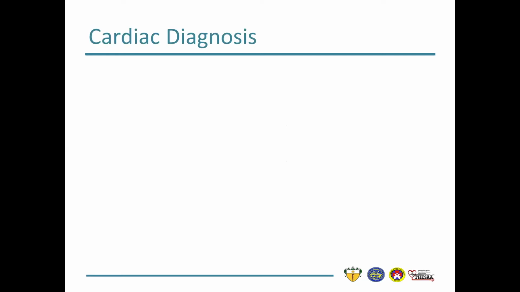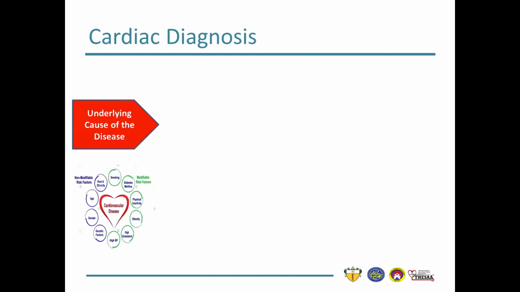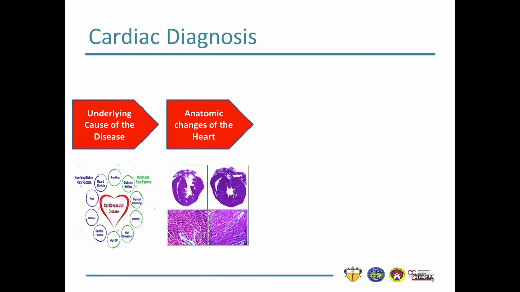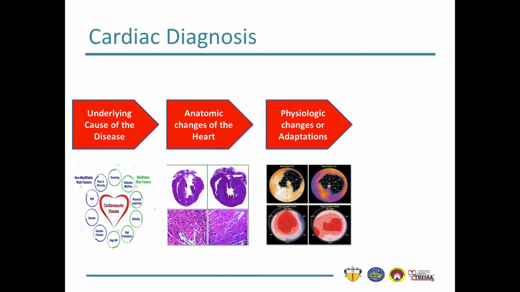So what are the components of a cardiac diagnosis? The cardiac diagnosis is composed of the underlying or the origin of the cardiac disease, the anatomical changes that resulted from the underlying disease, the compensatory, adaptive, or physiologic effect of the disease, and the changes of the patient's functional capacity in response to the disease.